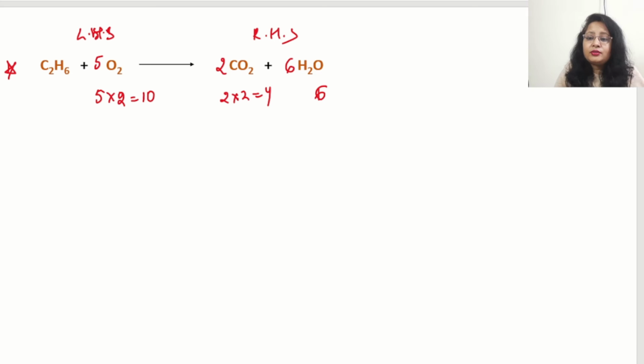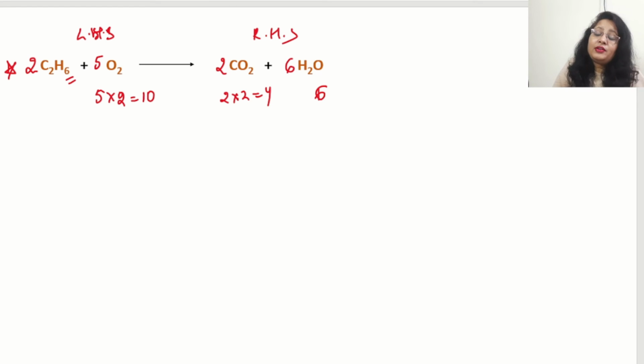Now come to the hydrogen. Hydrogen here we can see 6. And here 6 2s are 12. Oh no, what can we do now? Here 6, here 12. So again something is not balanced. So can we write it here like this? Is that okay? Now hydrogen is balanced. 6 2s are 12 and 6 2s are 12.